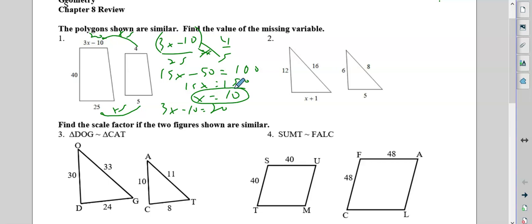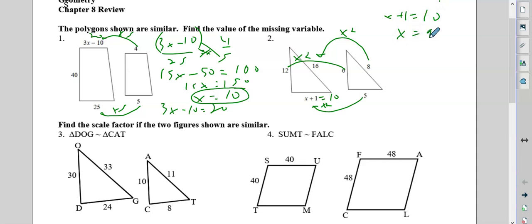Okay? On number 2, if you look at this, we have times 2, times 2. This would also be times 2, which means this is equal to 10. So you could just do x plus 1 equals 10, x equals 9. If you see that shortcut. And again, if we didn't have those ratios that nicely, you may not be able to do that.